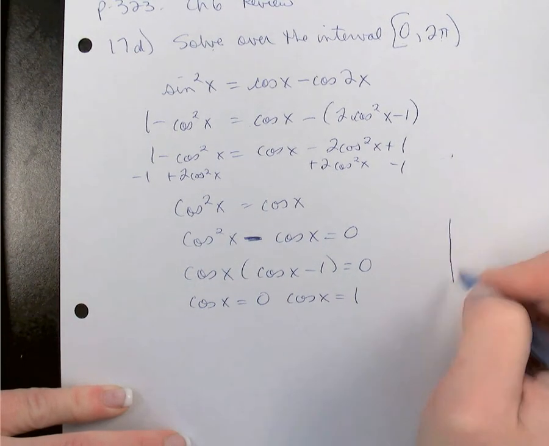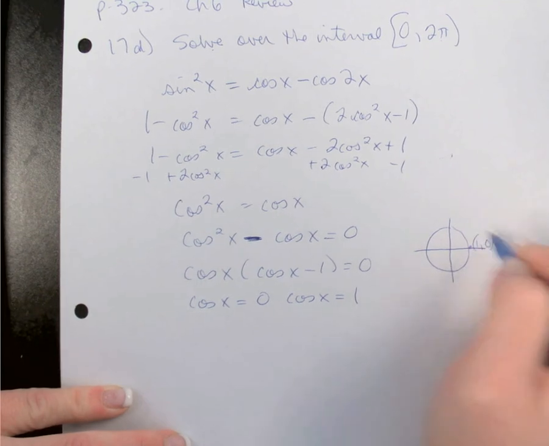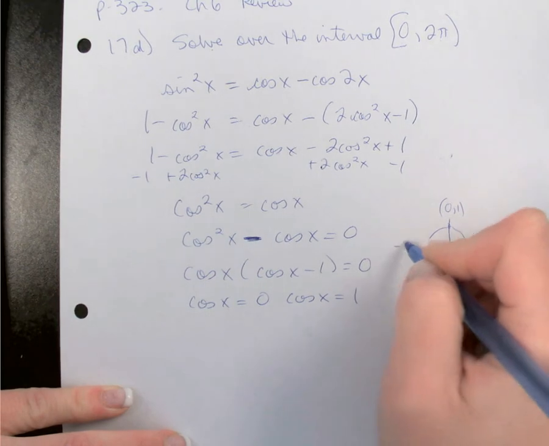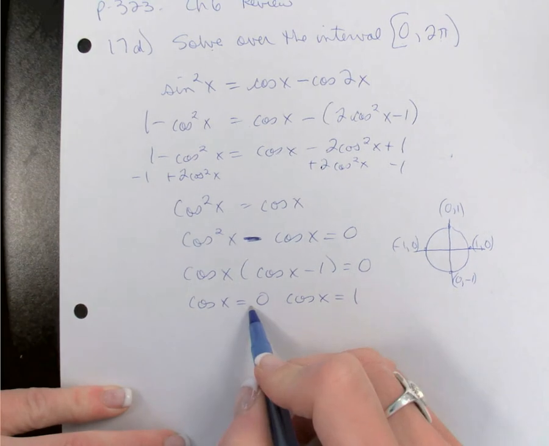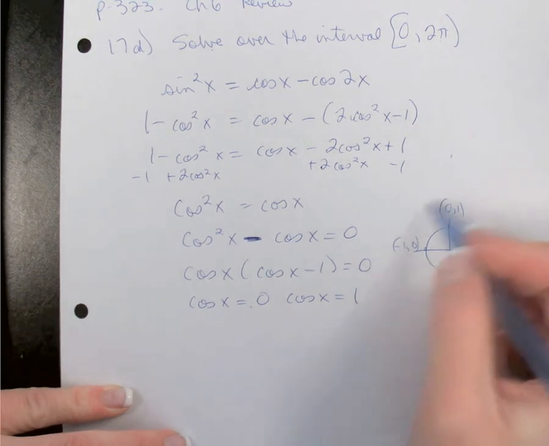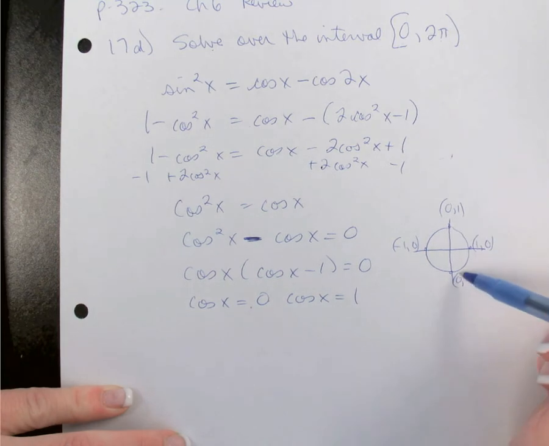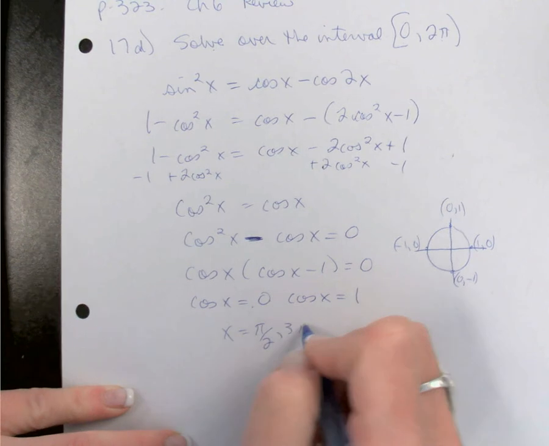We're going to find these on the coordinates using our unit circle. So I'll draw in the coordinates for each 90-degree interval here. And remember, when we're dealing with cos x, we're looking at the x value on our unit circle. So the x values that are 0 occur at pi by 2 and 3 pi by 2. So x equals pi by 2 and 3 pi by 2.